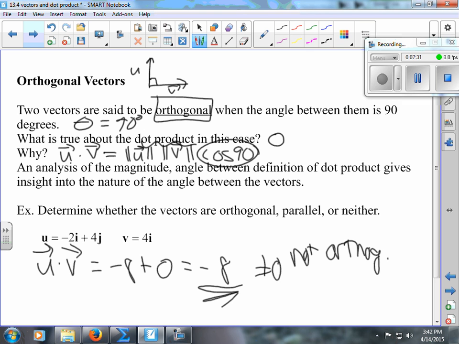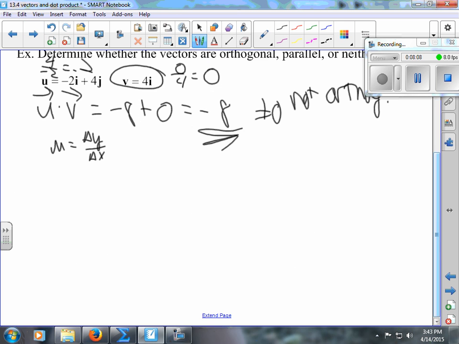Okay, how would I know if these vectors were parallel? Well, to know if the vectors are parallel, they would have to have the same slopes. And slope is change in y over change in x, which is just y component over x component. And so you can look, this is completely horizontal. This would be 0 over 4, or 0. This has a 0 slope. And this one has a slope of -2. And so we're not parallel either, because the vectors are not pointing in the same or opposite directions. And so this is a big fat neither.